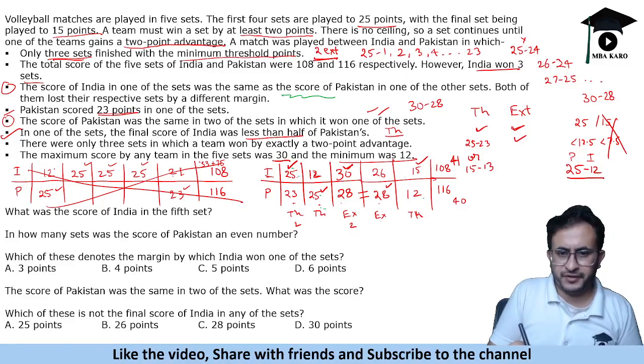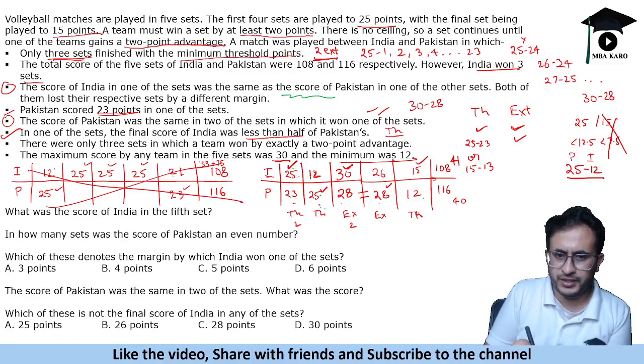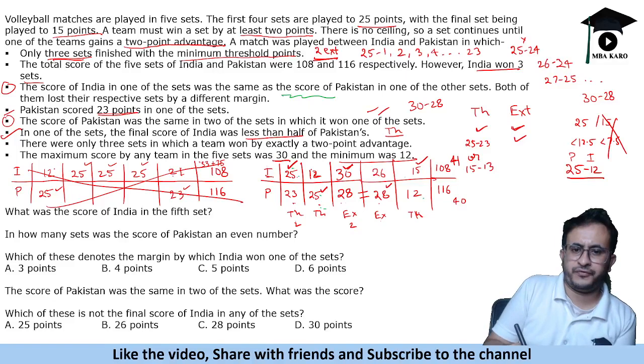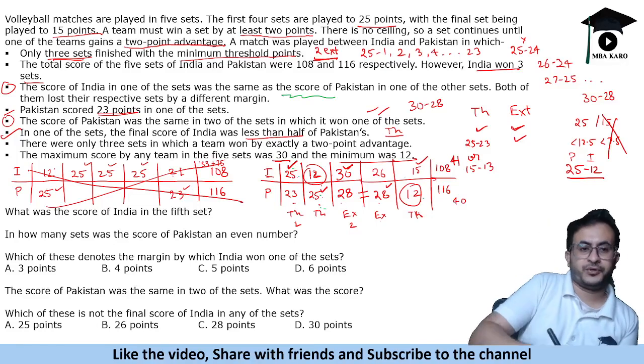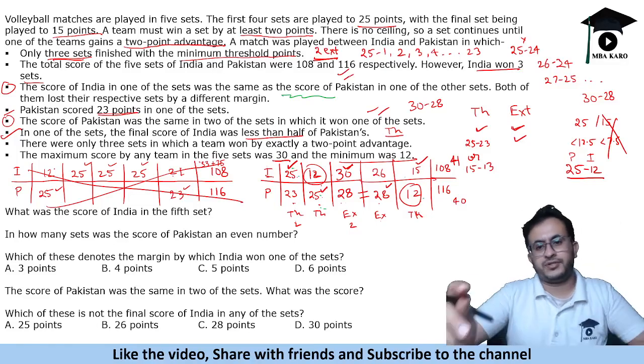So Pakistan 25-25, India is not losing in this scenario. It can be 12-12, right? So the score of India is same as that of Pakistan, 12-12, and both of them are losing by different margin. So it is losing by 13 points and losing by 3 points. So this condition is also satisfied.